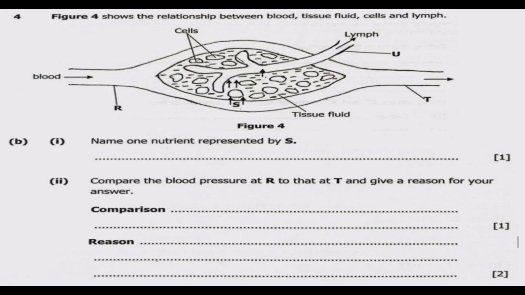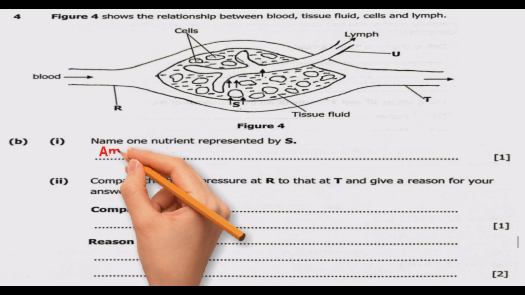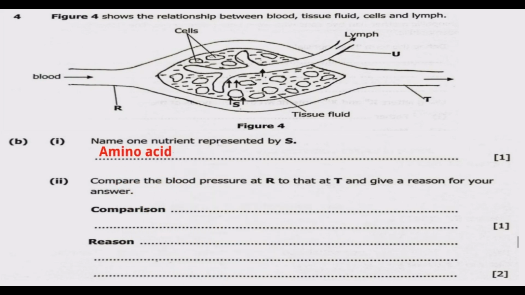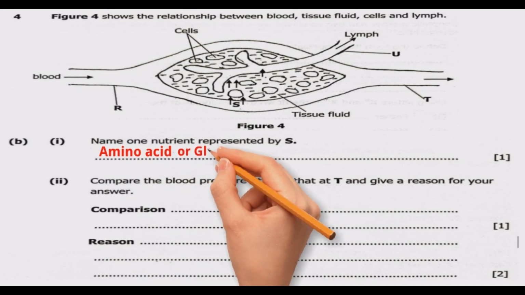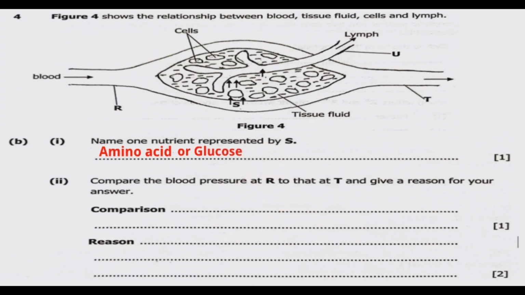Okay, we come to question B1, which is as follows. Name one nutrient represented by S. Okay, so the nutrient represented by S is amino acid. Or better still, you can write glucose. So it is either amino acid or glucose. You can pick one of the two answers there.